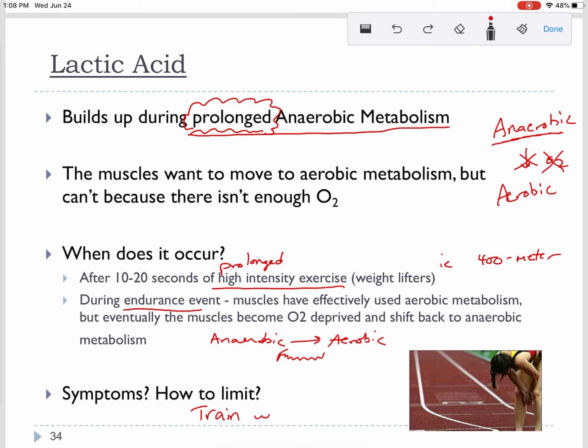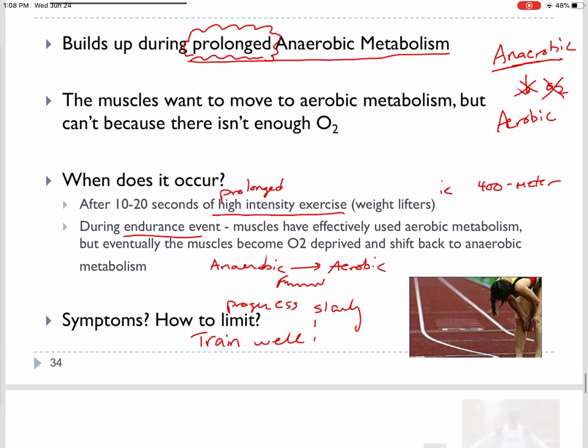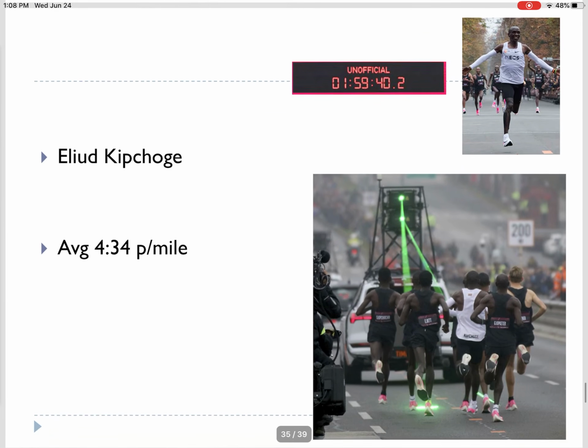How to limit? Train well. Be in shape, folks. Another thing is to progress slowly. So don't go, the example's a weekend warrior. Oh, I'm fine. I'm going to go run 10 miles today. Well, if you haven't run in a while, don't do that. Progress slowly.